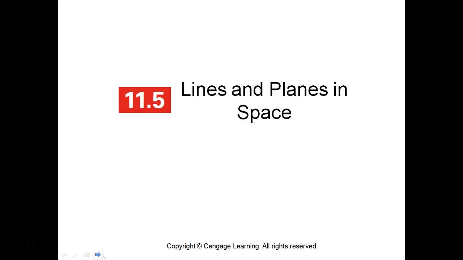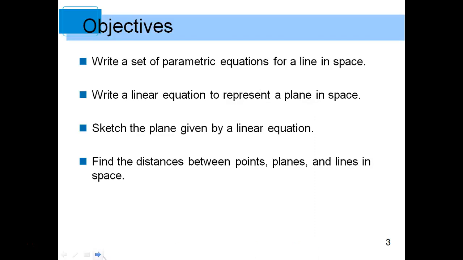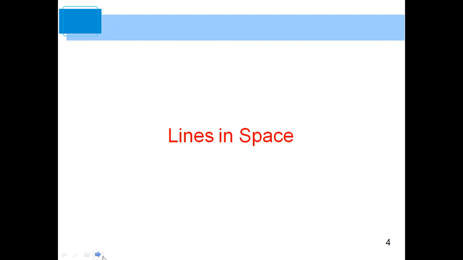In this video, we're going to look at lines and planes in space. We have three goals. We're going to look at how to write a set of parametric equations for a line and also their symmetric equations. How to write a linear equation to represent a plane in space, and then how to sketch that plane once we have the equation. Finding distances between points, planes, and lines will be done in a separate video.